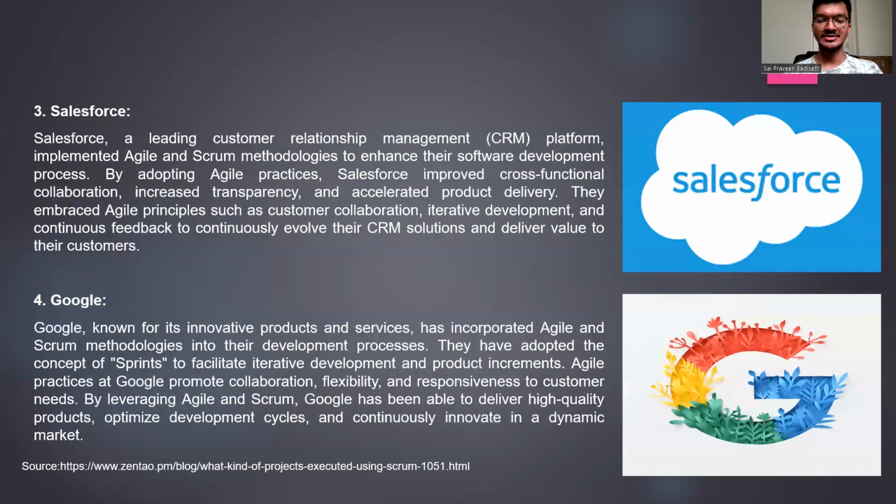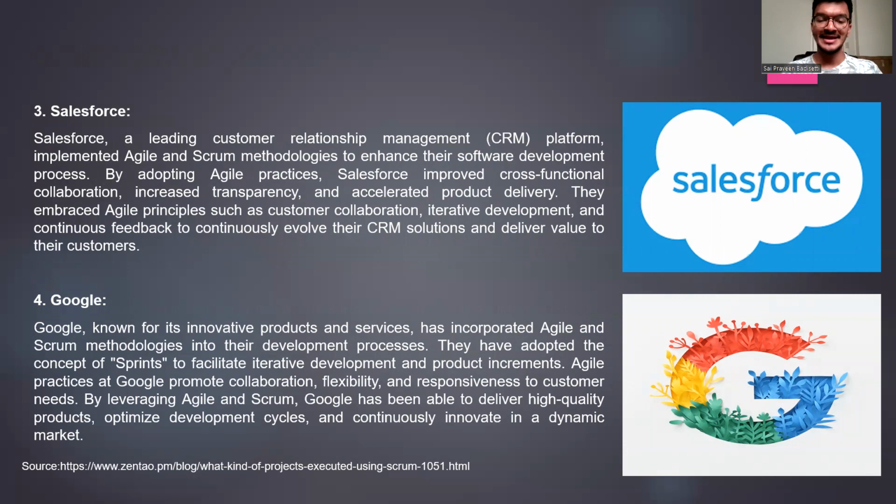Now, coming to Salesforce, it is a CRM platform that also uses Agile and Scrum to improve their software development. They focused on collaboration, transparency, and faster delivery. Salesforce embraced Agile principles like customer collaboration and continuous feedback to enhance their CRM models and provide value to the customers. Google, everyone knows Google.